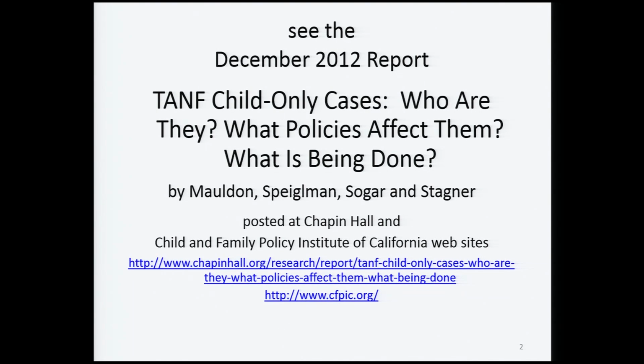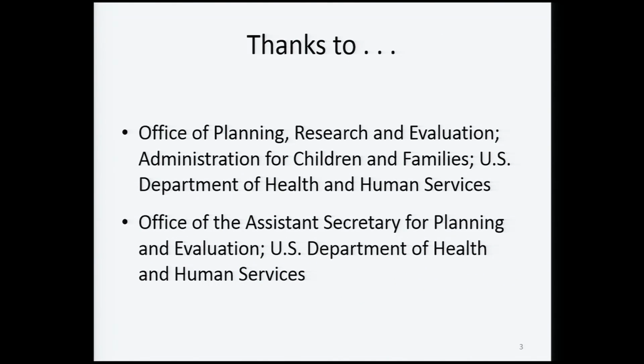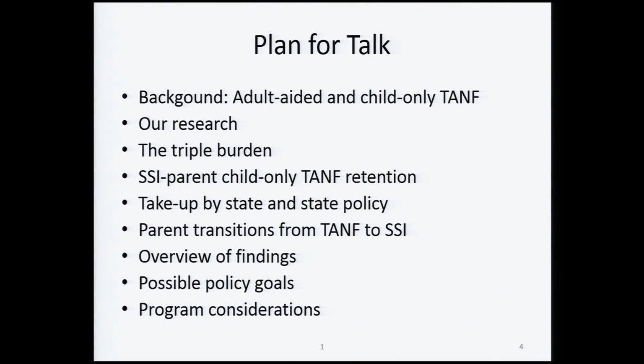My colleague Jane Mullen and I are largely speaking from a report that came out in December 2012 called TANF Child-Only Cases: Who Are They? What Policies Affect Them? What Is Being Done? This tells you how to find it. You can Google it. I don't think it's hard to find on either the Urban Institute website or the Child and Family Policy Institute of California website. And we'd like to express our thanks for financial support to OPRE and to ASPE, who jointly supported this project.